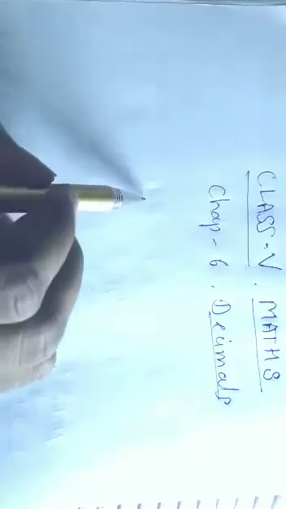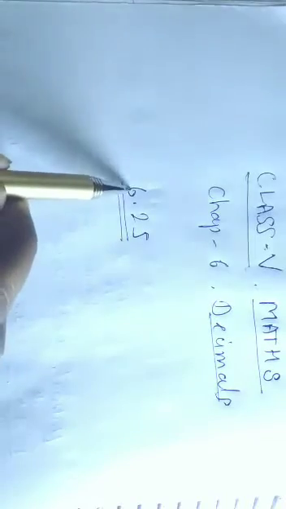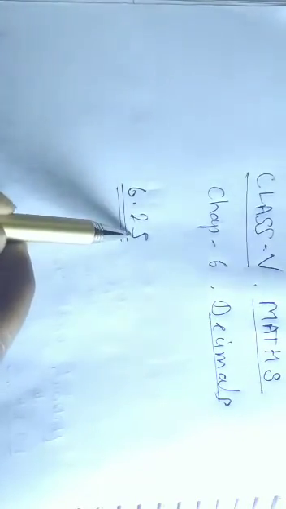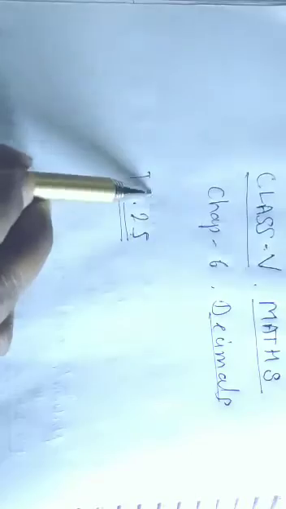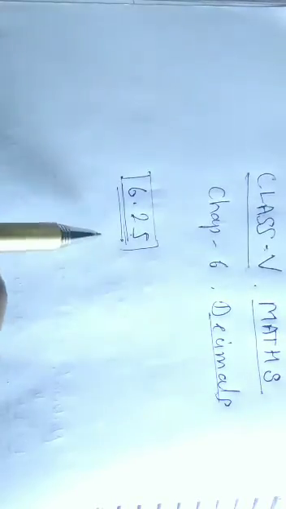Today we will start a new chapter, chapter 6, which is decimals. First of all, we will learn what a decimal is. Have you ever read this type of number? This is 6.25. This number is called a decimal number.